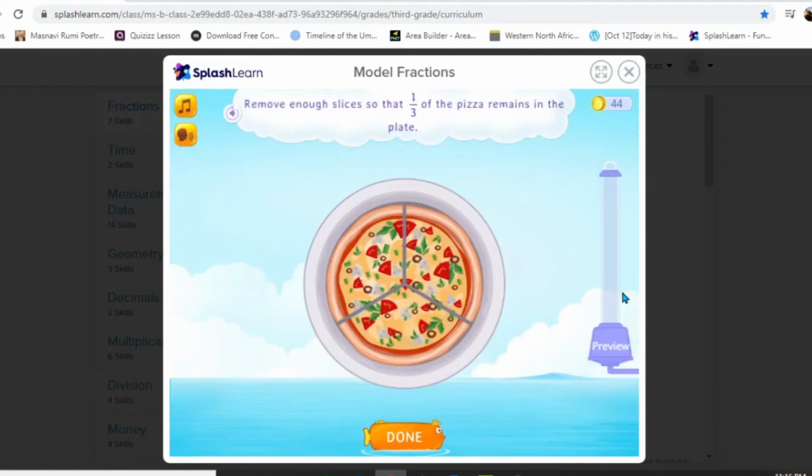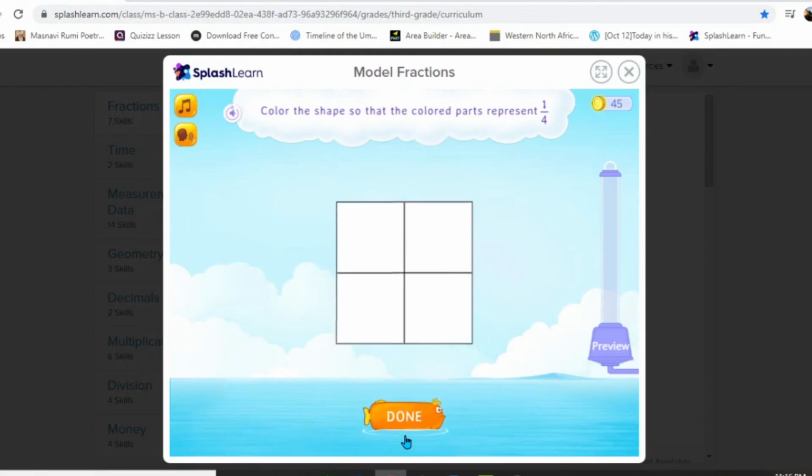Remove enough slices so that 1/3 of the pizza remains on the plate. So I'll just click on these pieces. So the remaining part is 1/3. I'm done. That's correct. Good job. Color the shape so that the colored parts represent 1/4. So I just have to click it. It's already done. Okay. So in this way we can practice.